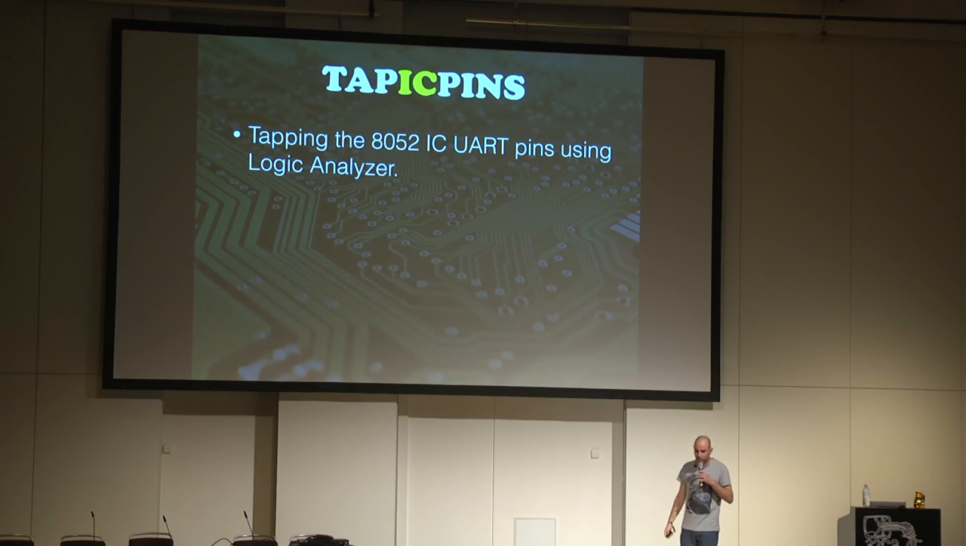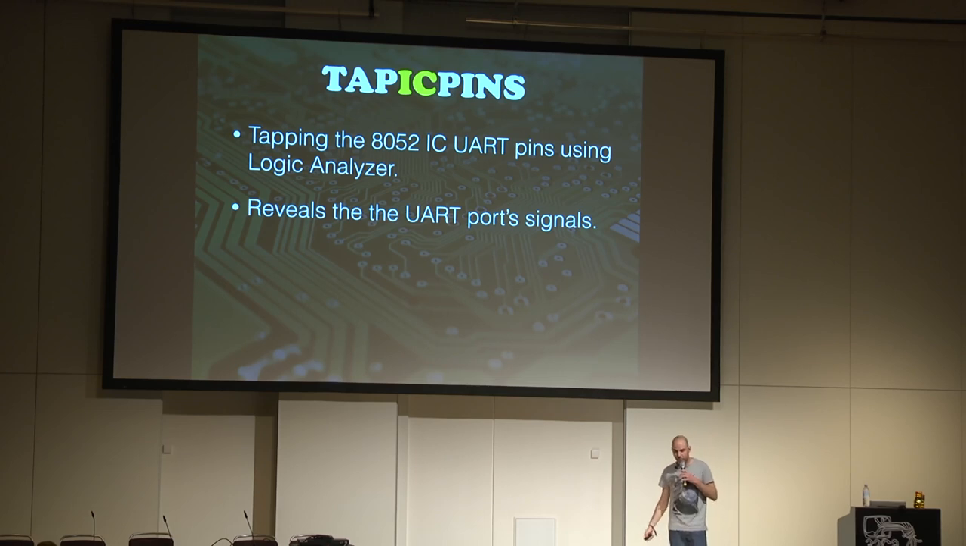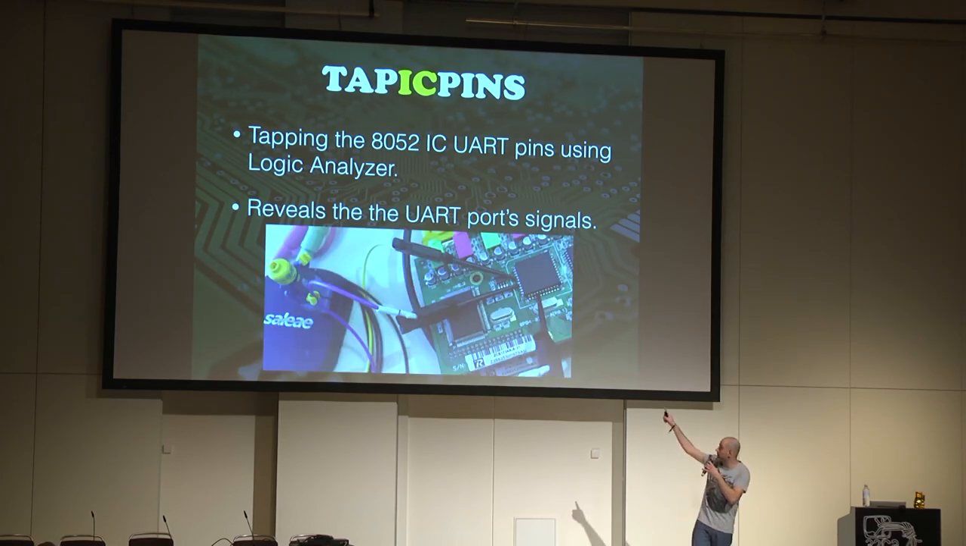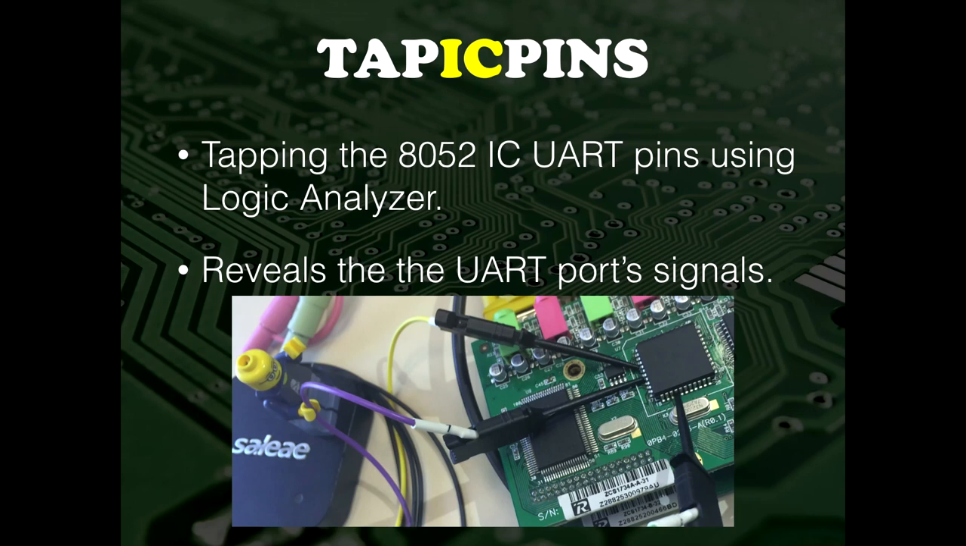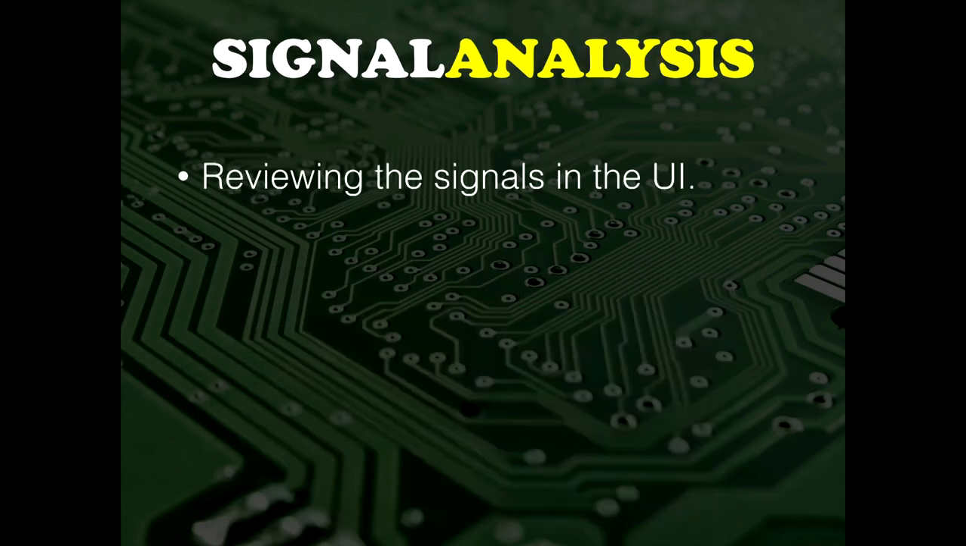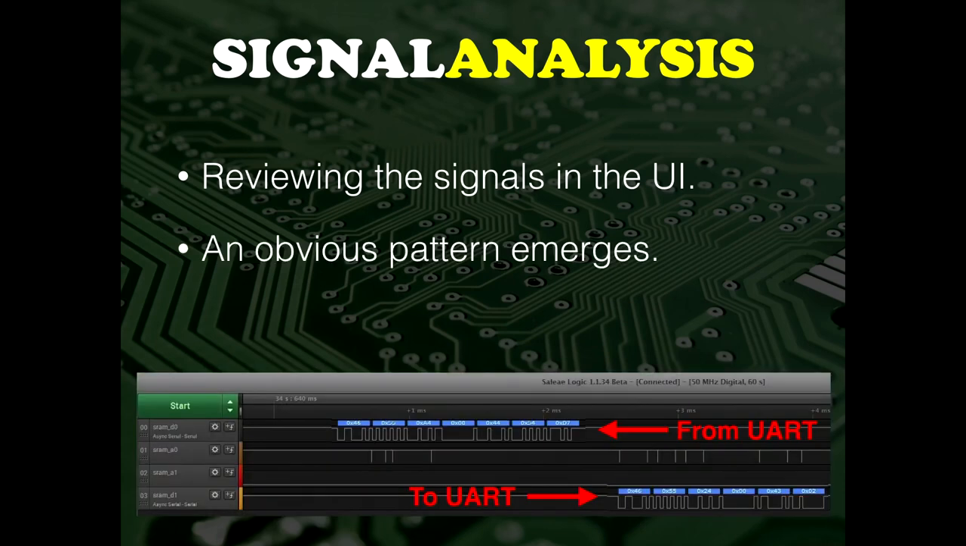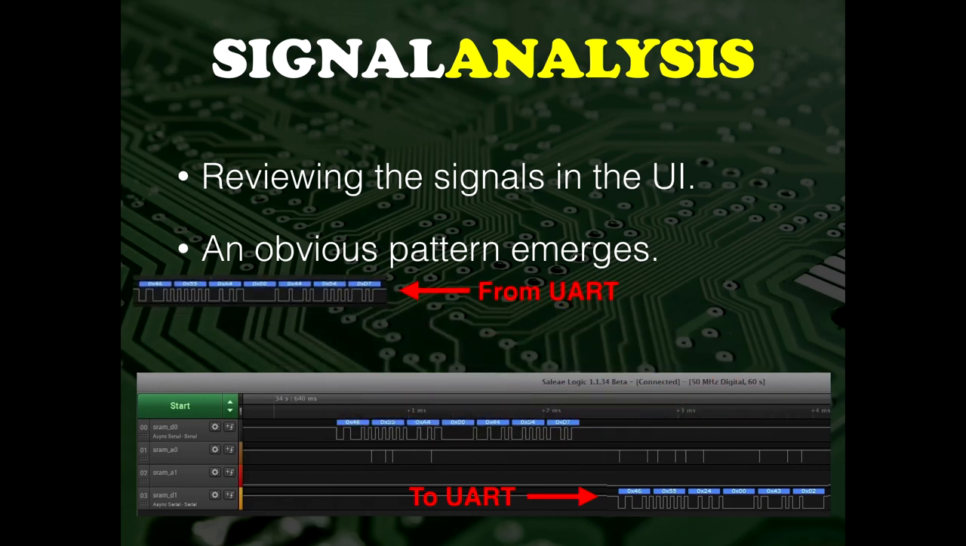So we did just that. We plugged the clips into the RX and TX pins, and this revealed the UART signals. It looks something like this. You see RX and TX, and the third one, in case you were wondering, is ground, in order for us to differentiate between zeros and ones. And that's it, using the awesome UI of the logic analyzer, we make the firmware upgrade process and reveal the signals going into these pins of the chip during the firmware upgrade. And we see stuff like this. We see some kind of pattern here. There's stuff going from the UART and there's stuff going to the UART.